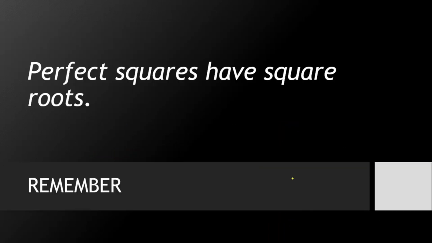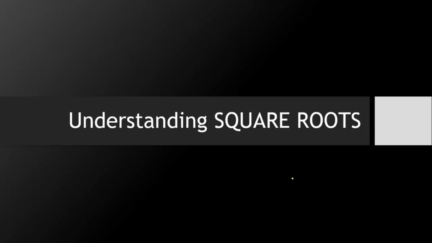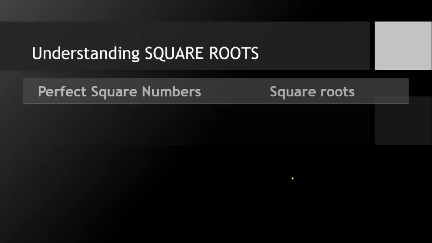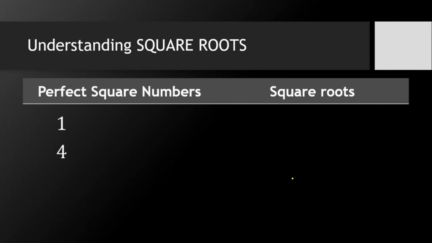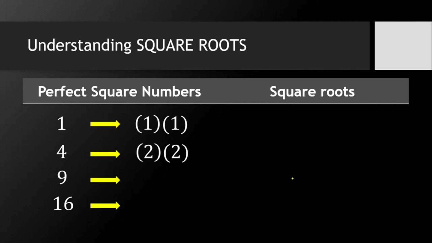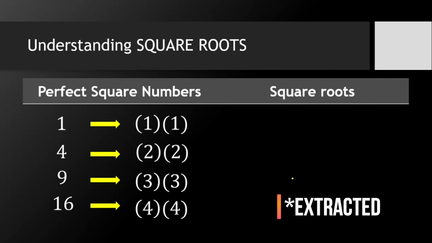Now remember, perfect square numbers have square roots, and that is the second thing that we need to understand for us to be able to factor the difference of two squares. So what are square roots? Remember that in the previous slide, we listed the first four perfect square numbers, 1, 4, 9, and 16, and they are the result of 1 times 1, 2 times 2, 3 times 3, and 4 times 4. Since these four numbers are perfect square numbers, they can be obtained with a square root.